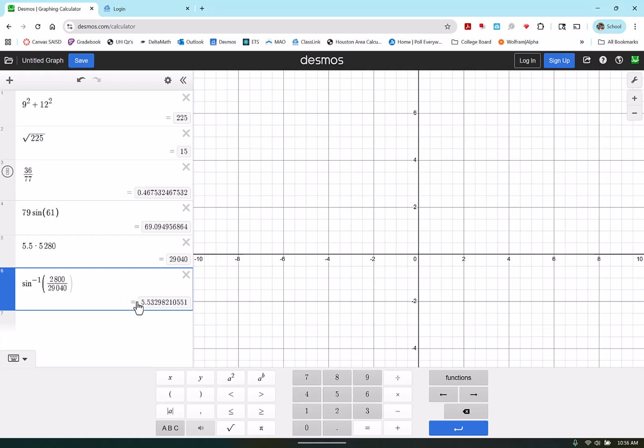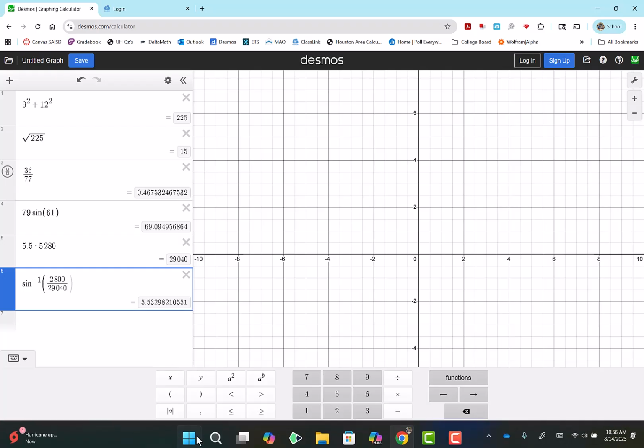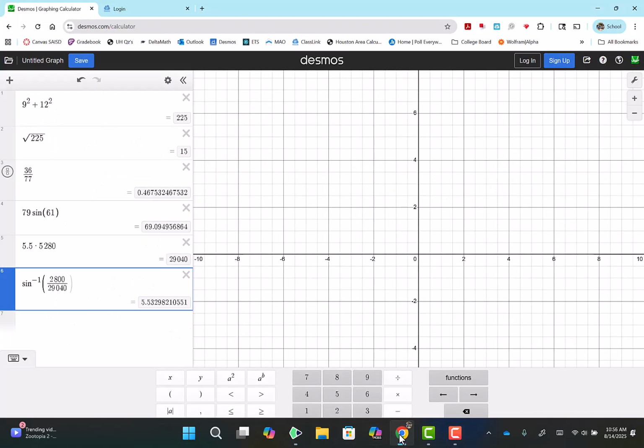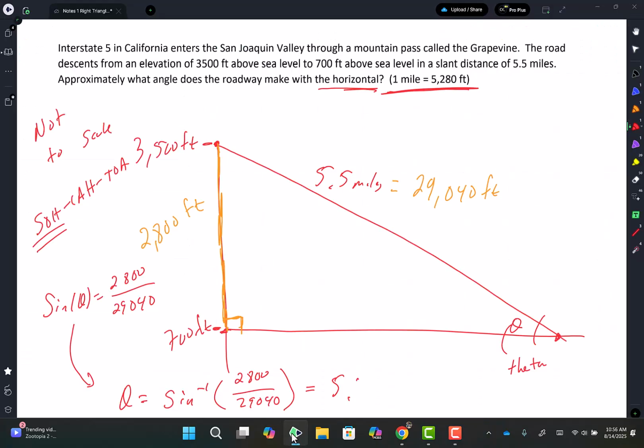It's supposed to be a small number because if it's too steep, it's going to be bad. 5.533 degrees. If they don't tell you how many digits after the decimal, always put 3. 5.533. Put the degree symbol, because if you don't put the degree symbol, it's going to be a radian.